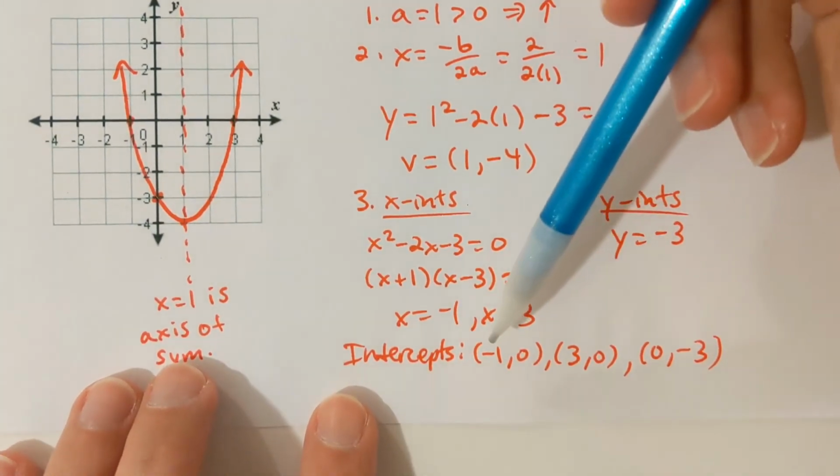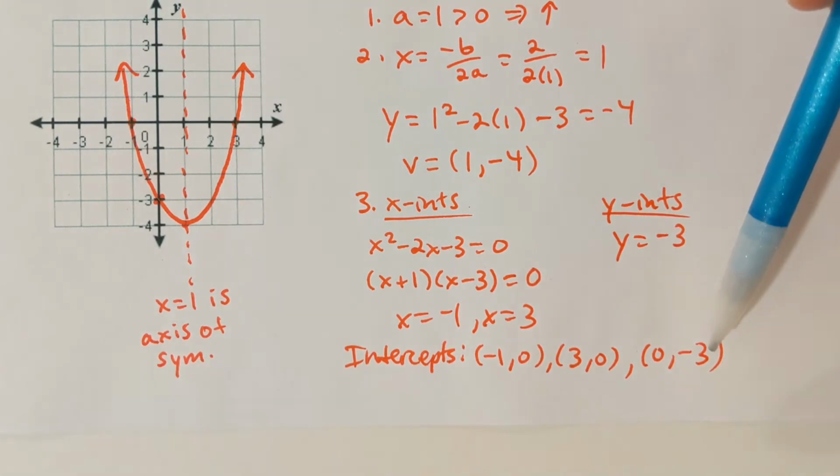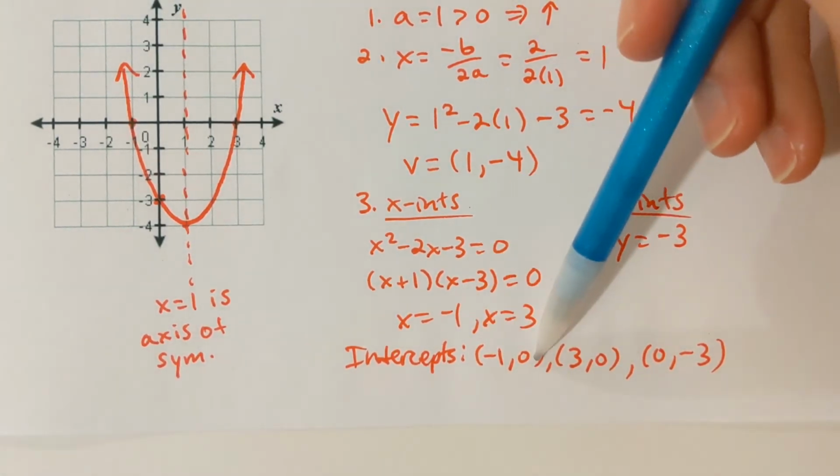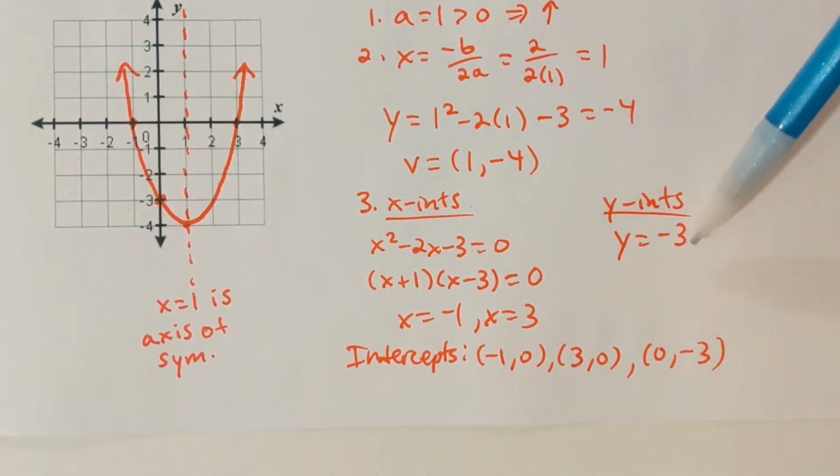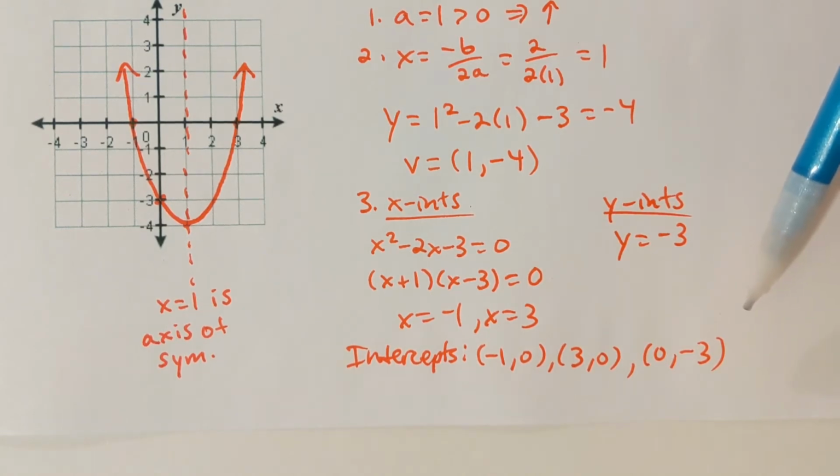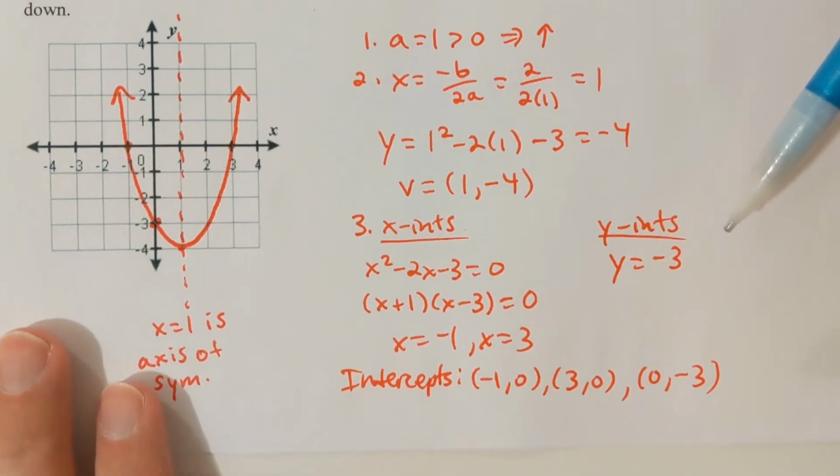All right, so I'm going to have 3 points then that I would list that are the intercepts. Negative 1, 0, 3, 0, and then 0, negative 3. At this point, I think I'm ready to sketch the graph now.